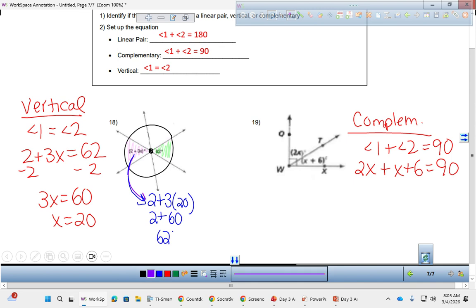So I'm taking angle 1 and adding it to angle 2. This 2x plus x is 3x. So when you're combining those like terms, you're essentially putting a 1 in front of that x.